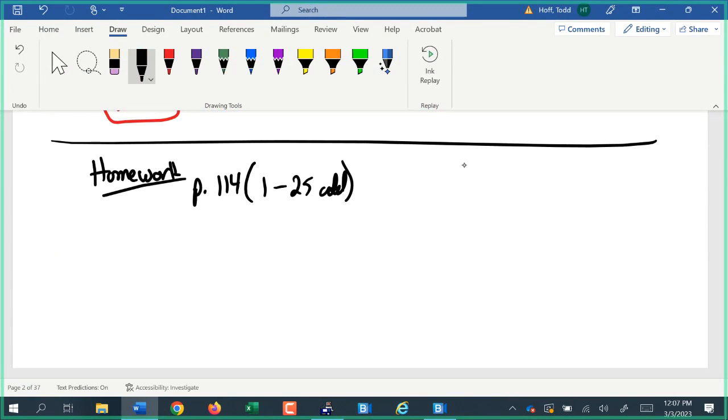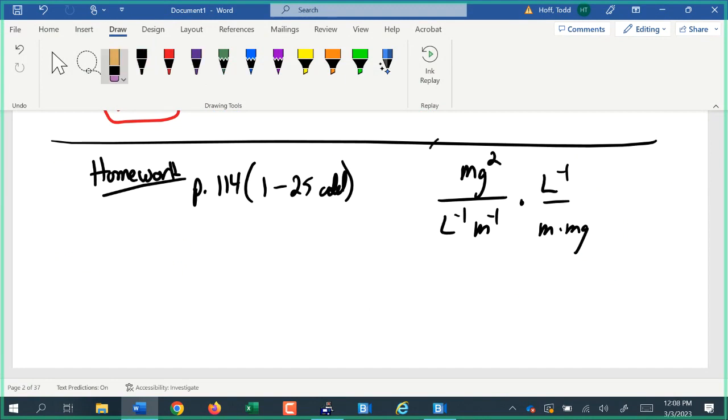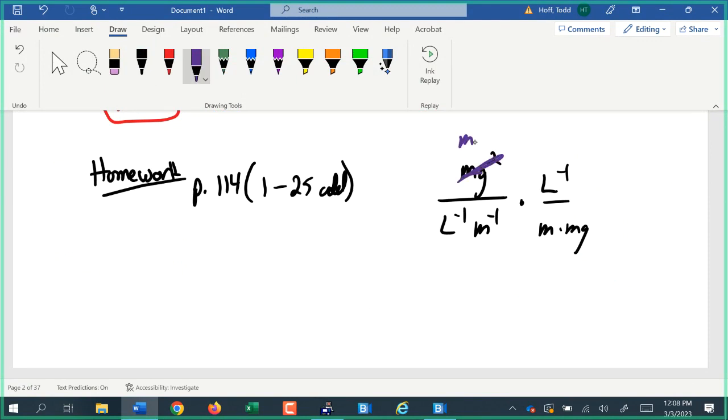So like I said, they'll do things like milligrams squared over liters to the -1 times meters to the -1 times liters to the -1 over meters times milligrams. Well, there's a lot of mess here, and most of it cancels out. The milligrams squared, I'm going to write as milligrams times milligrams. Now I have milligrams here and here, they cross cancel out. I have liters to the -1 here and here, they cross cancel out. So now on top, I just have milligrams. On bottom, meters to the -1 times meters is just 1. That whole thing reduces to milligrams.